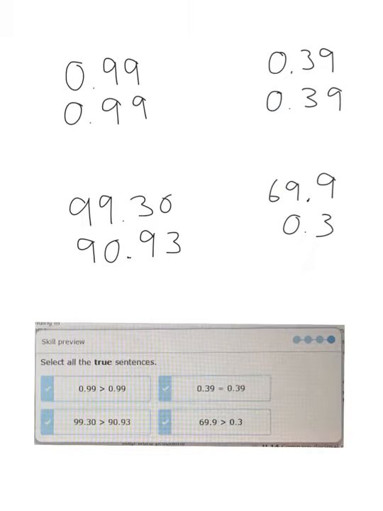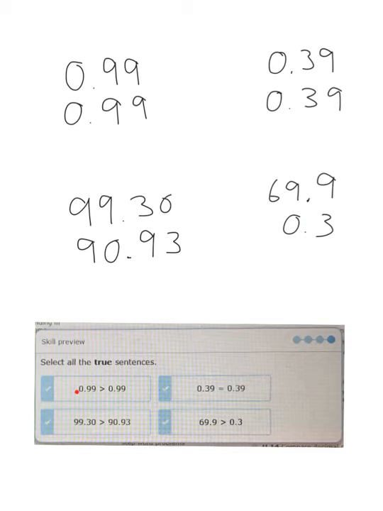In this example, it's given us a range of different number sentences, and it wants us to select all the true sentences. I didn't even use the place value chart this time. I just lined up the numbers, making sure my decimals were always in line, because that could mess you up otherwise. So let's look at the first one.